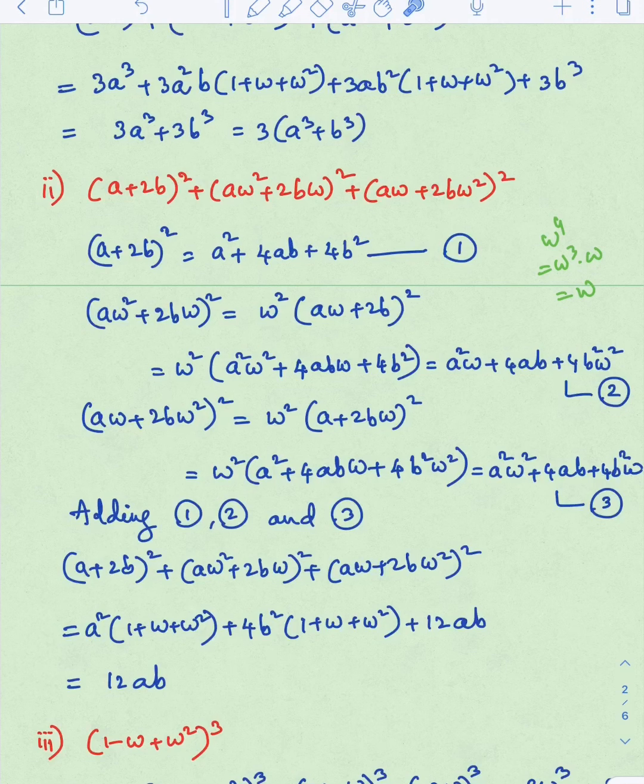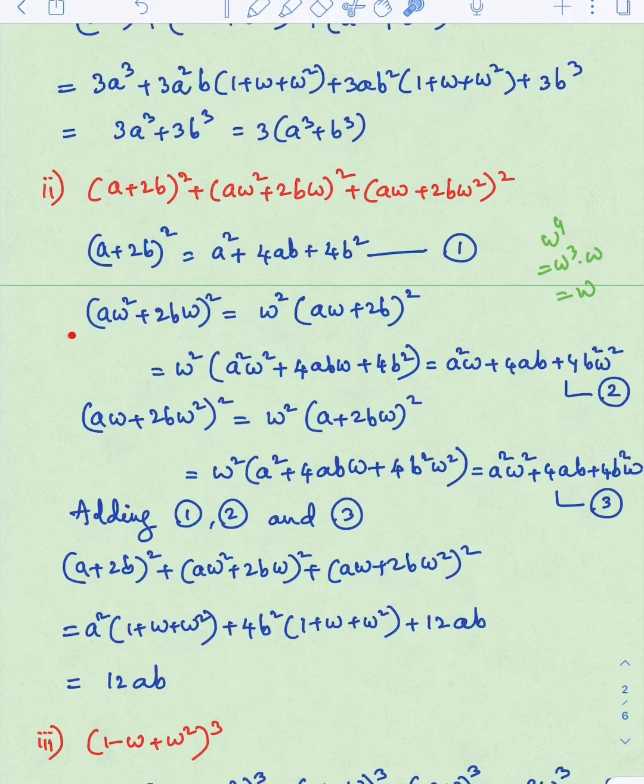Next, coming to the third part. Here also omega square is common, 2 times omega square inside a plus 2b omega whole square, and this can be written as a square plus 2ab plus b square. Afterwards we are multiplying them. Now you can see a square omega square here. It will become 4ab omega cube. Omega cube is 1. Only 4ab remains here. Here 4b square omega power 4. Omega power 4 is nothing but omega. So 4b square omega. So this is the third equation.